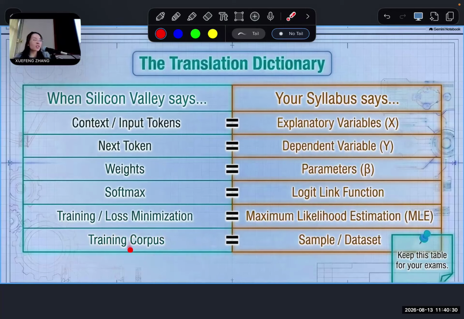Training corpus. What is corpus? Do you know what a corpus is? Just like the literature review you are doing. If you want to write your own paper, there are some papers that you want to follow, and you do the literature review, you upload it to AI, and you tell AI, these are my followed papers, please summarize their writing style. You need to train the AI.